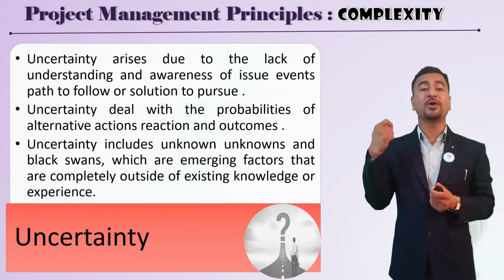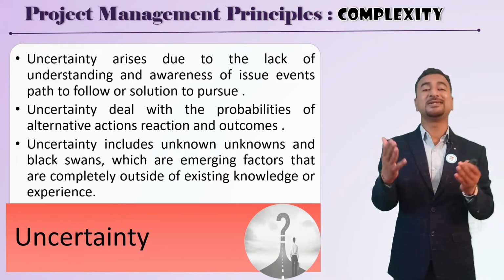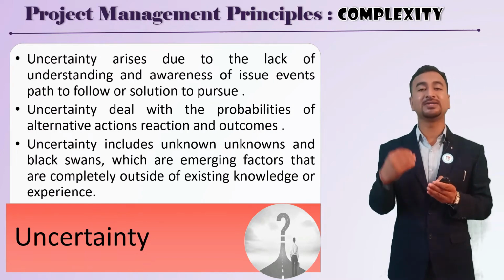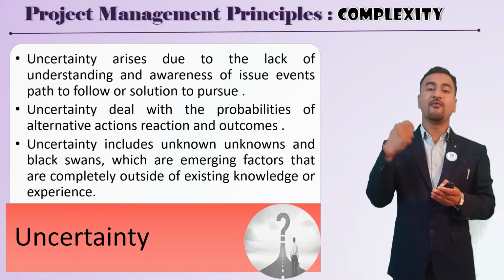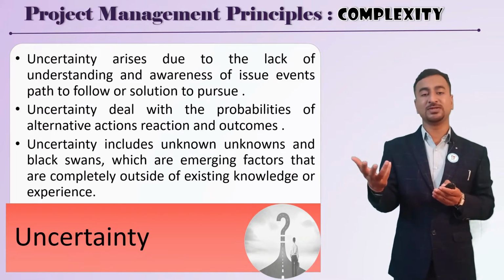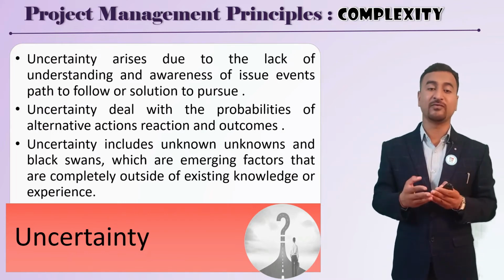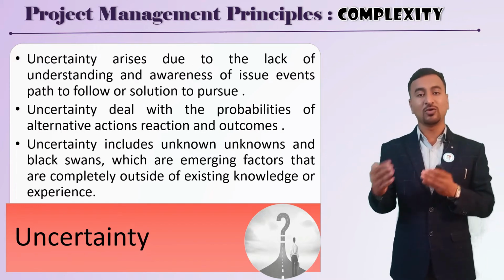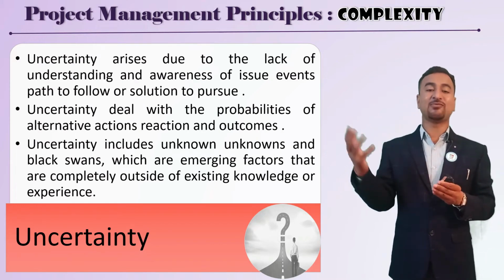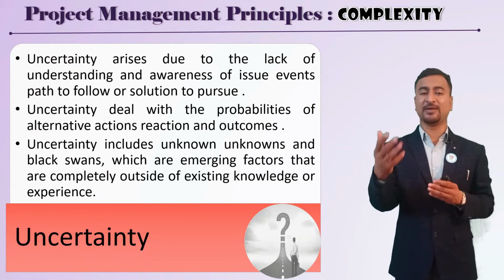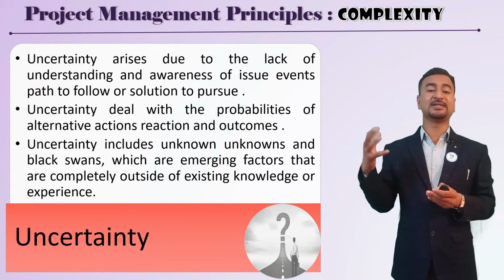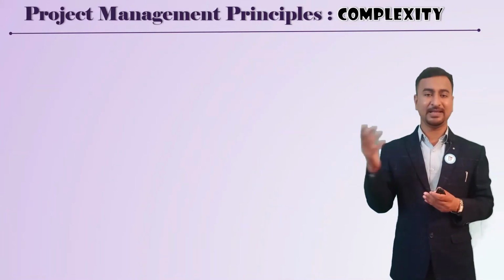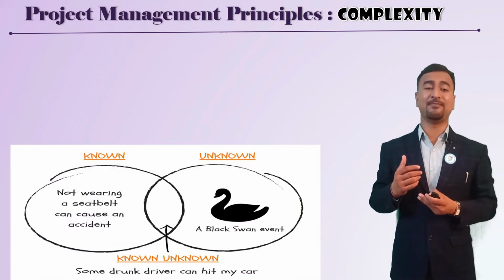Now try to understand what we mean by uncertainty. Uncertainty arises due to a lack of understanding and awareness of issues or unknowns, for the solution or the issues which we are trying to deal with. Uncertainty includes unknowns, known unknowns, and the black swan theory, which we are going to discuss in a couple of minutes, which are emerging factors that are completely outside existing knowledge or experience. Let me give you an example to understand the black swan theory.